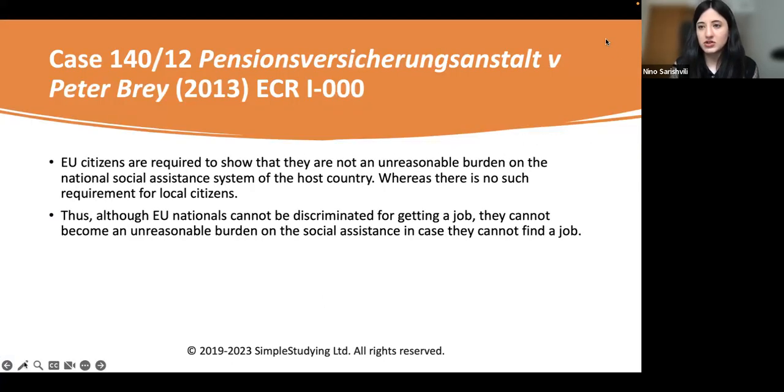Another case that you can use is Brey. EU citizens are required to show that they are not an unreasonable burden on the national assistance system of the host country, whereas there is no such requirement for local citizens. Therefore, EU nationals cannot be discriminated against for getting a job. They cannot become an unreasonable burden on the social assistance in case they cannot find a job. So what does this show? This shows that EU nationals do not have equal rights, but this does not necessarily show that they do not have equal rights to accessing employment. They just do not have equal rights to getting benefits.